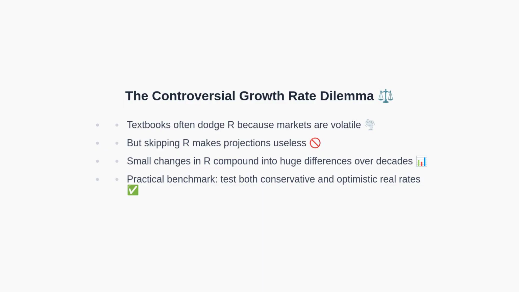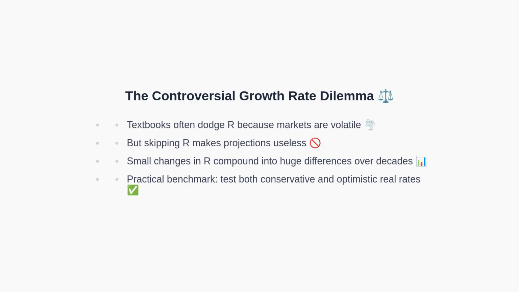Many textbooks avoid stating a concrete rate because market returns vary widely. However, ignoring the rate undermines the entire projection. Over decades, small differences in the assumed growth rate can translate into large differences in outcomes due to compounding. Therefore, a practical approach is to use a realistic band of rates rather than a single number, and interpret results as a range rather than a precise forecast.